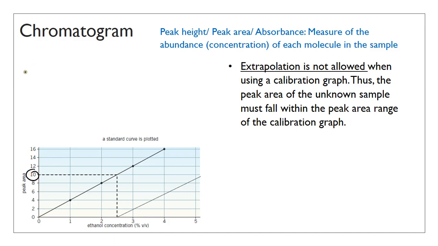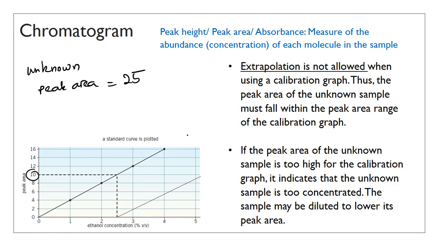So if I have an unknown with peak area of 20, for example, or let's go 25, I really shouldn't use this calibration graph to find its concentration, because you can't really make a prediction, or you can't be certain that the relationship between concentration and peak area is going to remain linear beyond the point that you test.